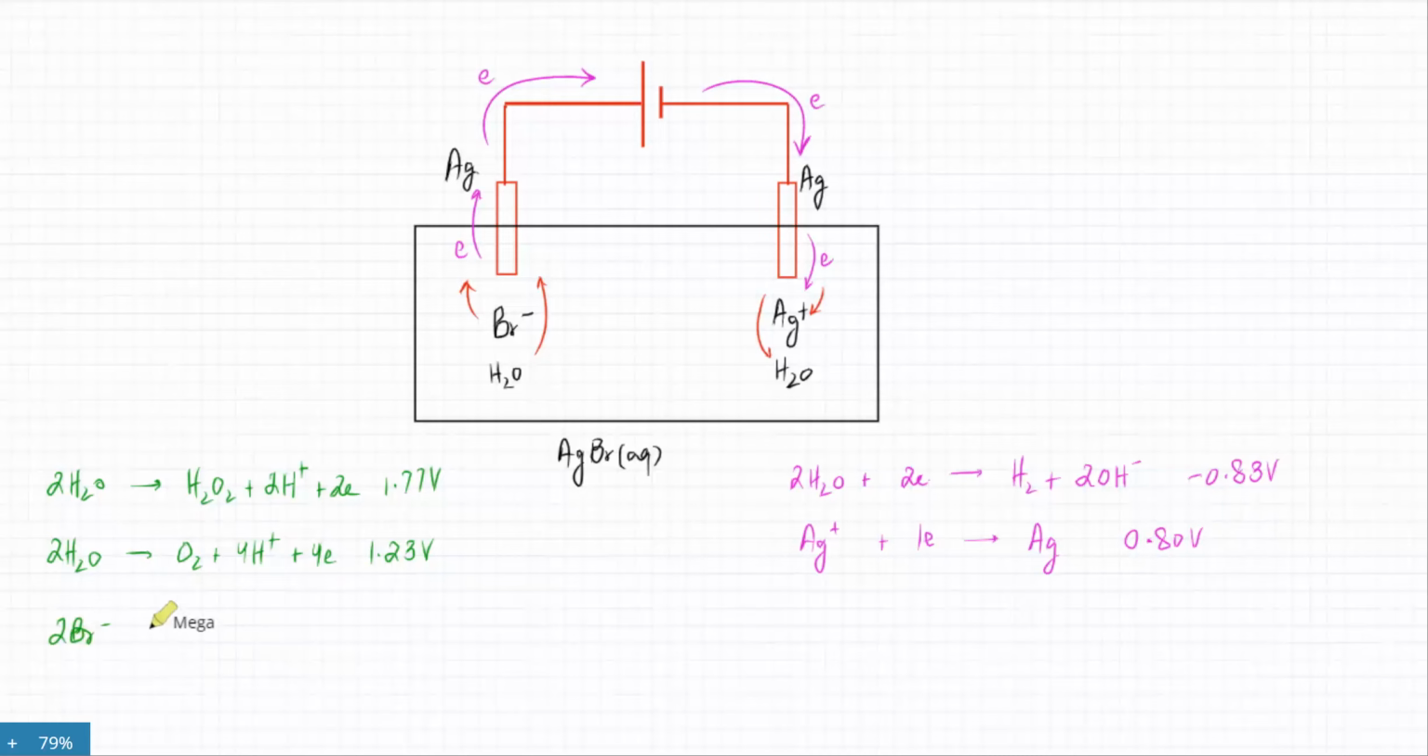So how do we figure out which ion or atom will gain or lose an electron?